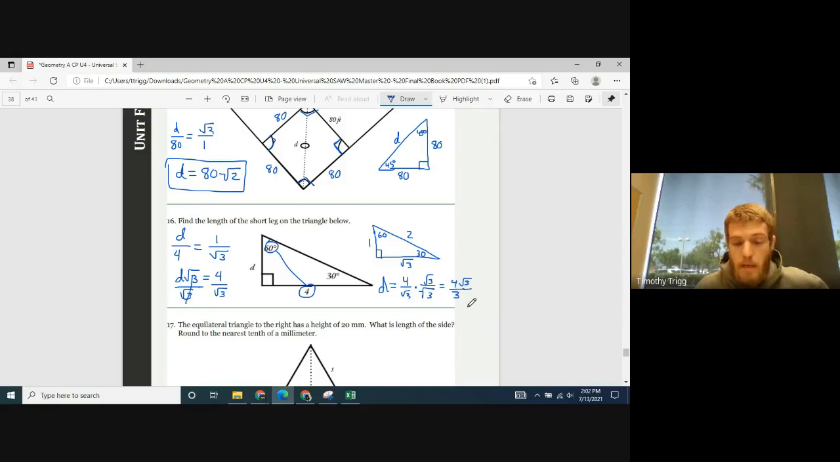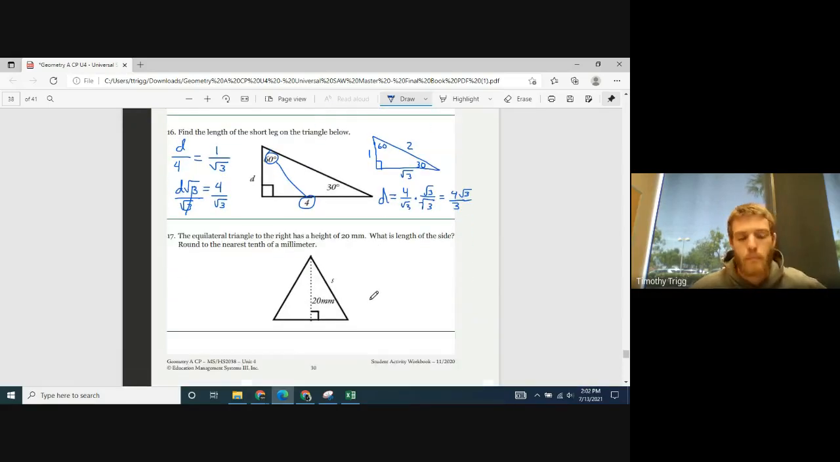But again, whatever you got when you get D by itself, 4 divided by square root of 3, if you plug it in the calculator, you should get the same thing as if you put this in the calculator. So that's one way you can check your answer as well. 4 times square root of 3 divided by 3 should give you 4 over square root of 3. Same answer. These are all equal.